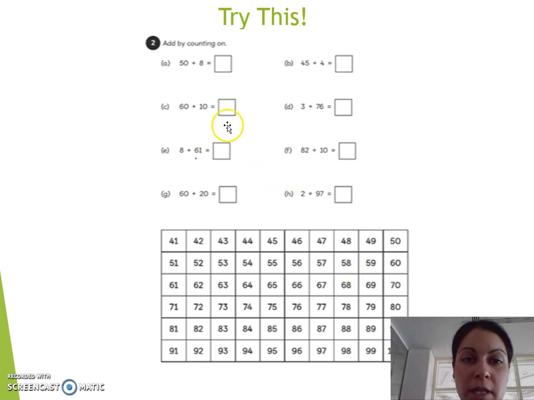So I'm going to do another one now. I'll do C, 60 plus 10. So find 60 on our 100 square. They know that the 100 square goes down in tens, so 60 plus 10 is 70. So you can try the rest A to H with the children if you like.